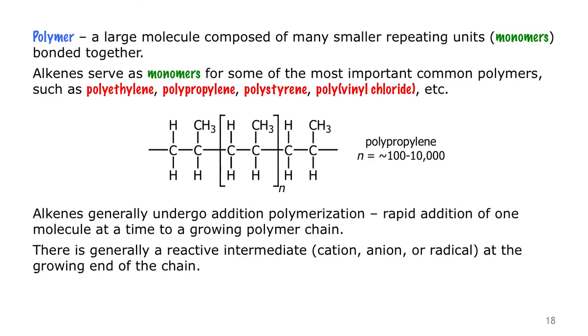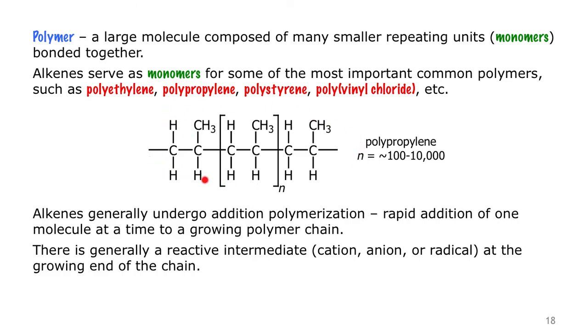Which brings us to polymers in general. They are large molecules composed of many smaller repeating units. The repeating units are called monomers, the individual units. The names of these polymers typically are derived from the starting material. So if you polymerize ethylene, you get polyethylene. If you polymerize propylene, you get polypropylene.